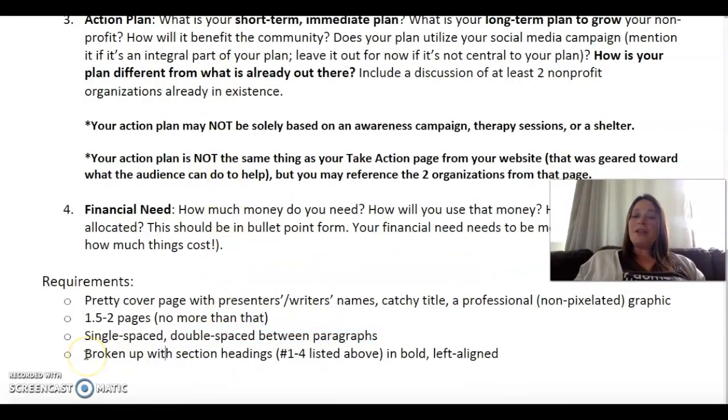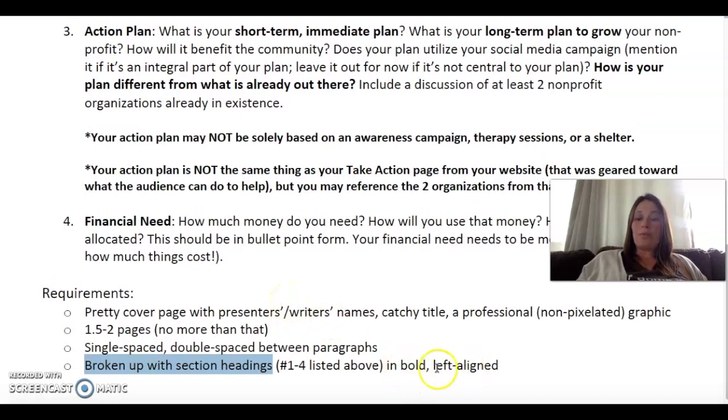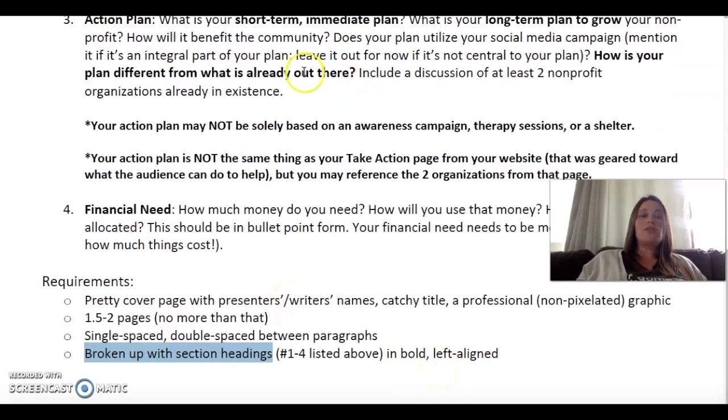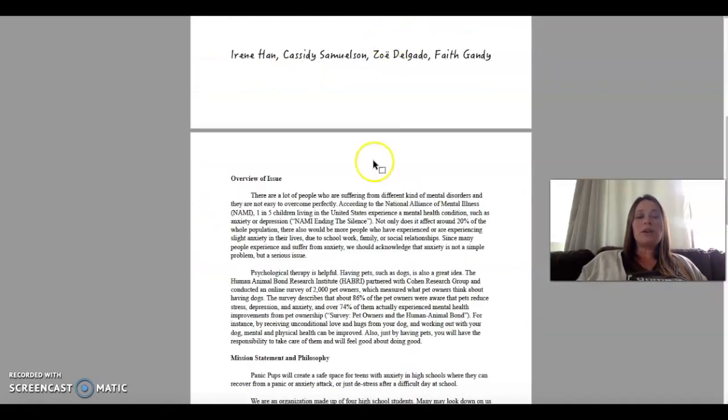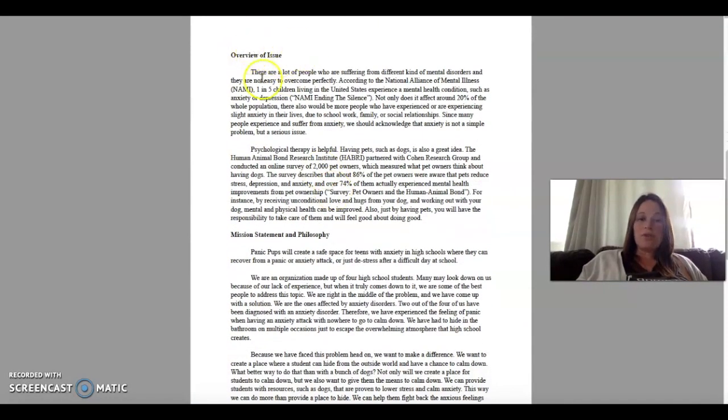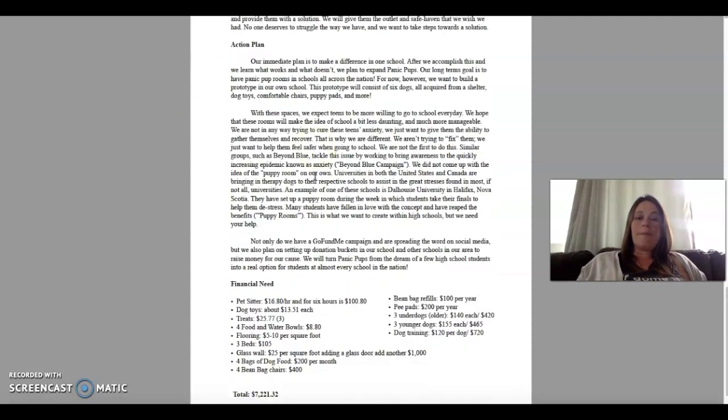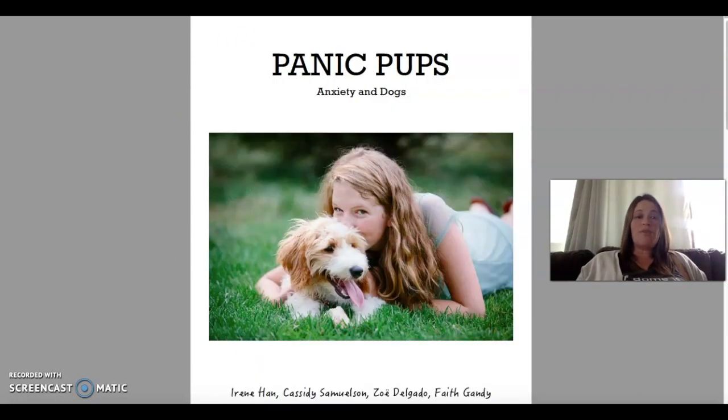Oh yes, you need to break up your actual text with section headings. And the section headings that you're going to use are the ones that are here. It should be numbers 1 through 4, and you're going to put them in bold and left align them. Okay, so your first section heading should be overview, second mission statement and philosophy. If we go back to our example here, first one says overview, second one mission statement and philosophy. Notice that they are bold and they are left aligned all the way. Okay, so that's pretty much it in terms of the proposal paper and what's expected.